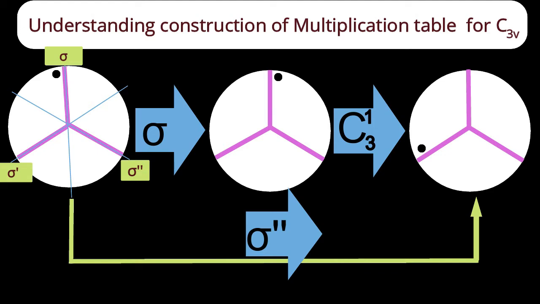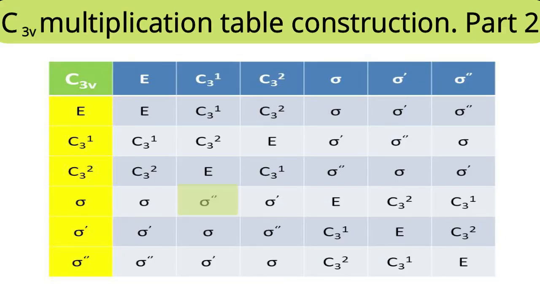What is the meaning of this diagram? Sigma into C31 is equal to sigma double dash. Let us see what our multiplication table says. We are right. Sigma into C31 is equal to sigma double dash. Let us construct the next point.